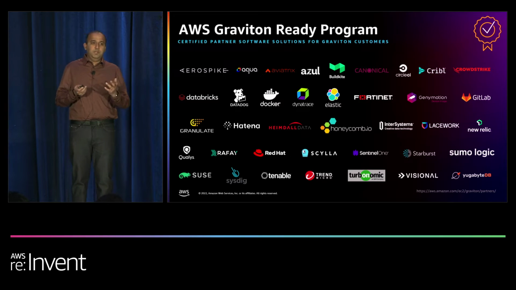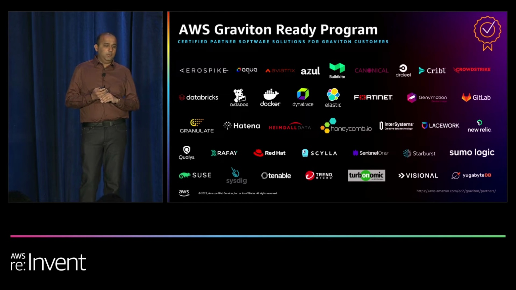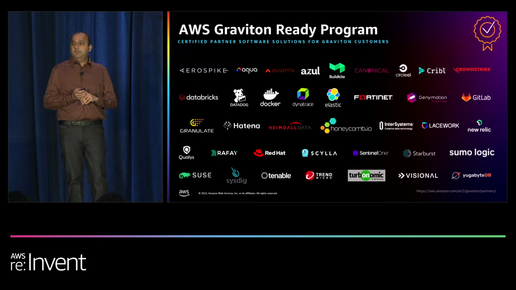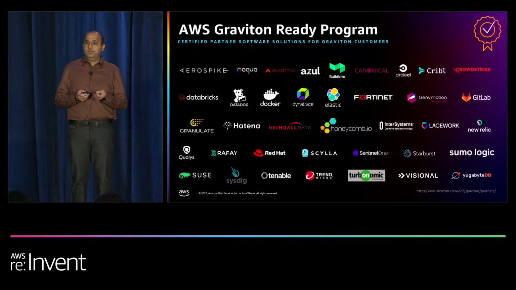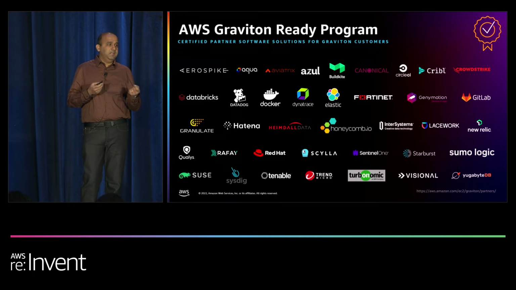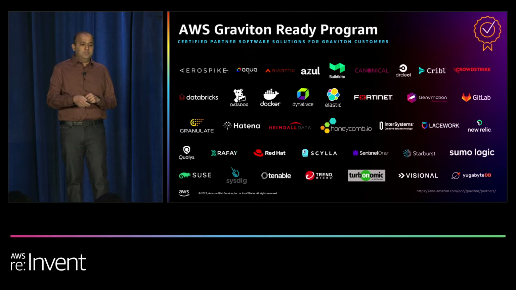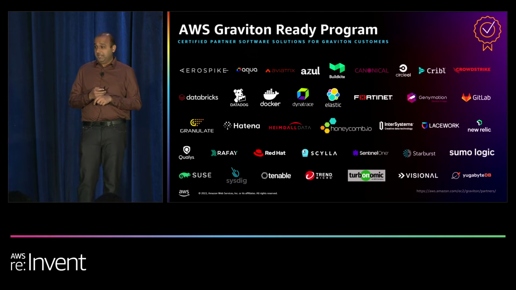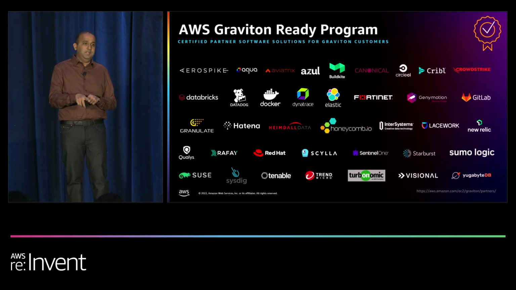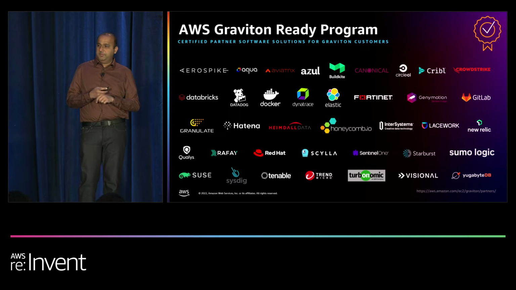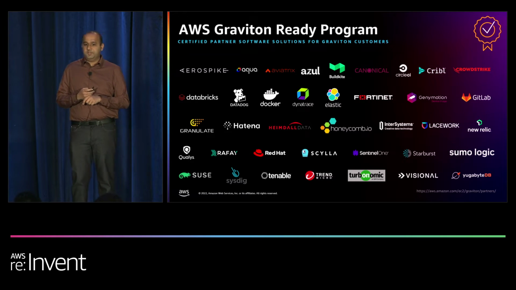AWS, in terms of growing the ecosystem, has also invested in a program called the Graviton Ready program. And this consists of certified partner solutions, where these software vendors have actually gone and optimized and validated their solution fully on Graviton, which makes it easy for customers to deploy these on their instance types. This is also a list that has been growing rapidly, and we continue to document these on our website for Graviton Ready partners. And you can find a much fuller, comprehensive list on our website.